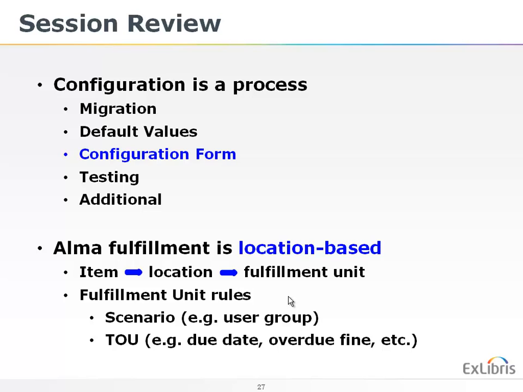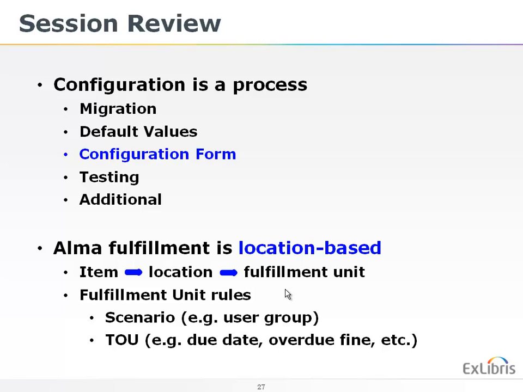In this presentation, we learned about two different but related topics. First, that configuration in Alma is a process. The process begins with the migration of libraries and locations. Libraries and locations are central to fulfillment configuration in Alma. Many parameters in Alma contain default values, which represent best practice recommendations for most libraries. The configuration form allows you to customize Alma to suit your specific need and is the main tool for initial configuration.